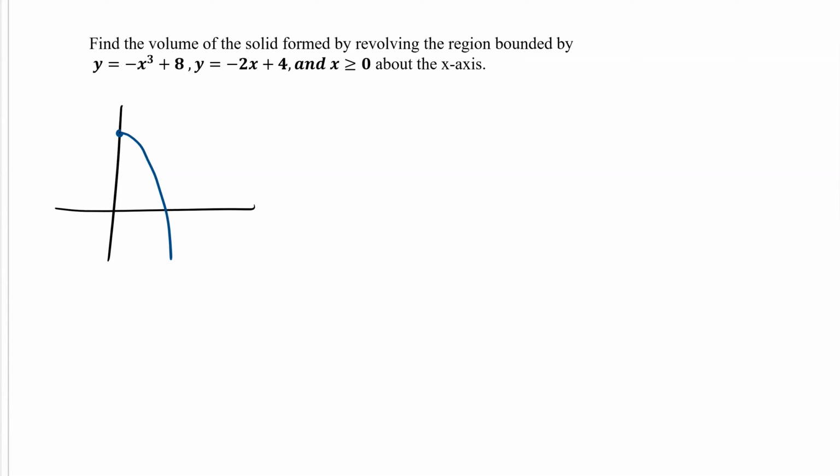And now if you remember all of our parent functions, you can actually graph these very, very quickly. At 8, this one's at 4. And then again, it's down 2 over 1. I'm going to do it in red. Right there, that's where they intersect.